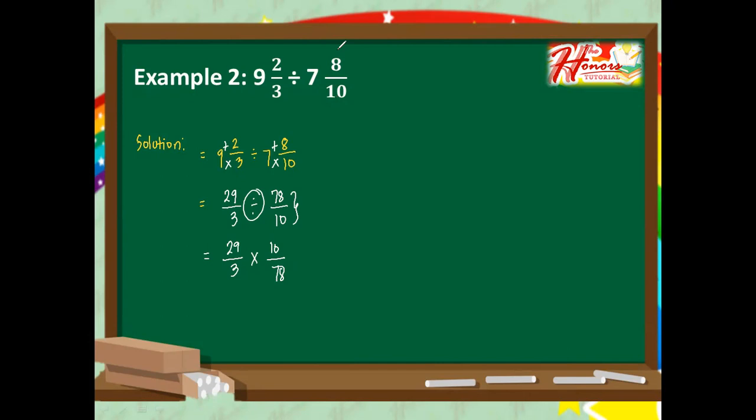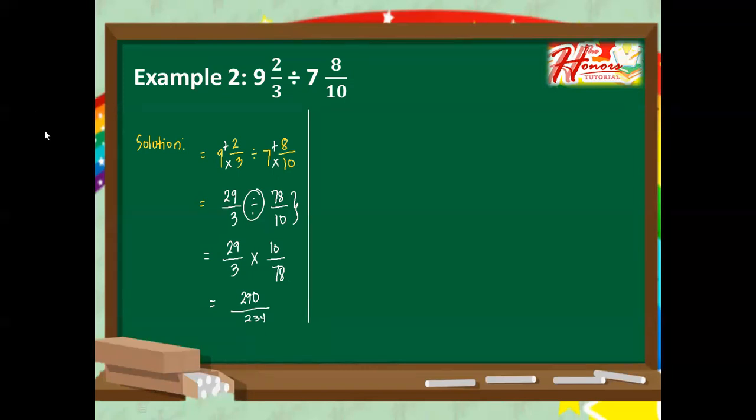Now let's just multiply the numerators. So we have here 29 times 10, that's 290. And then for the denominator, that's 3 times 78, that's 234.